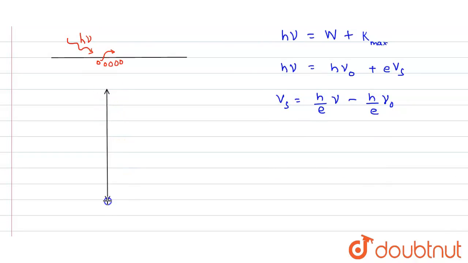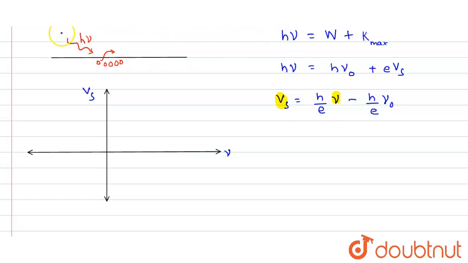Let's say this is our vertical axis, this is our horizontal axis, and here we are taking the frequency, here we are taking the stopping potential. Now what is this line? This is basically a straight line. Why? Because this is a linear equation in terms of frequency; here we can see that it is a single power of nu and a single power of Vs. So this would be a straight line.